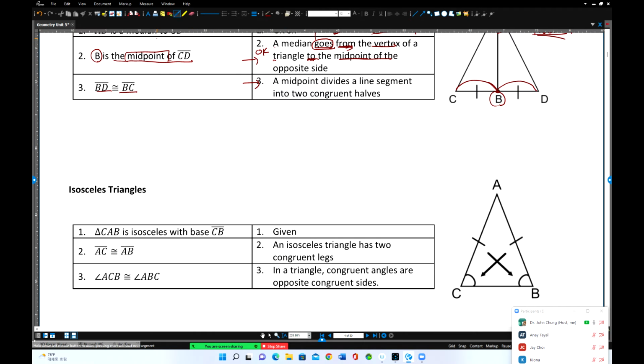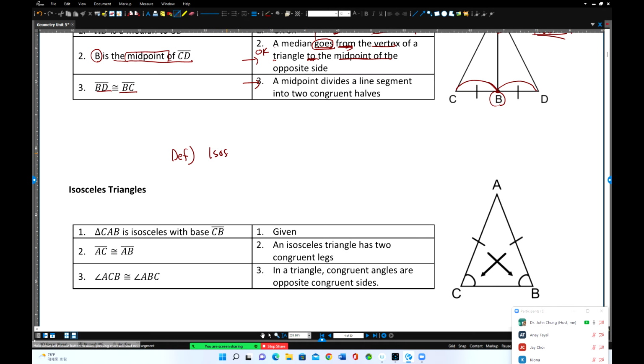The next one, isosceles triangle. If the question said yes, angle CAB is isosceles. What is the definition of isosceles?